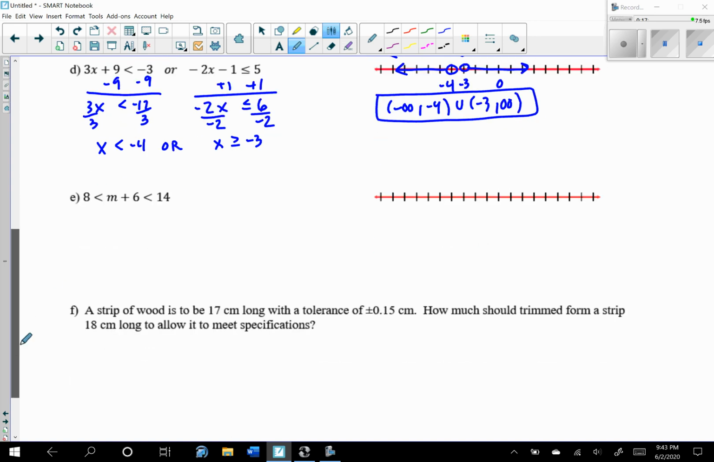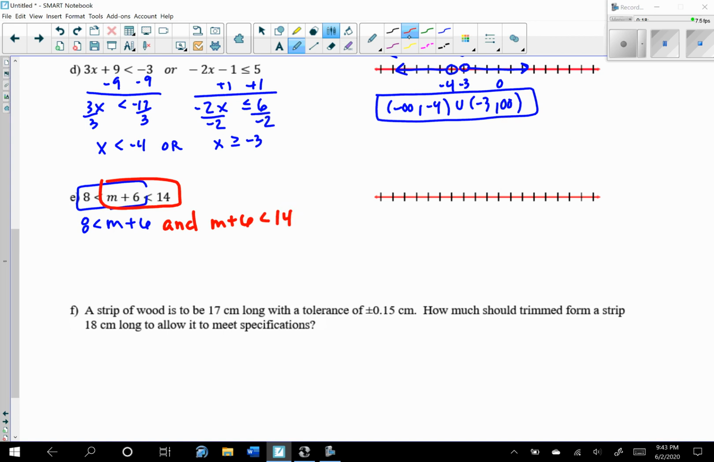And looking at E, this problem, if you ever see something with two inequality symbols and then you have a variable in between or on either side, this means this is an AND problem. So if it helps you to write them separately, you can. So notice we have this inequality right here. So 8 is less than m plus 6. And we also have this one right here. So I'm going to write and, m plus 6 is less than 14.